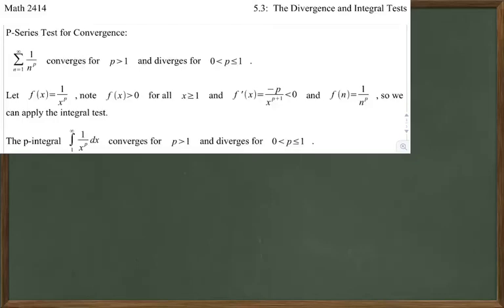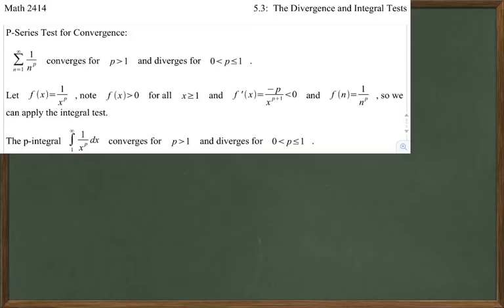Okay, in this video we're going to be looking at the p-series test, and I think we'll do an example of two of the integral test. Both the p-series and integral test are tests for convergence and/or divergence, and we actually get the p-series test from the integral test. So the p-series test for convergence: if we have the sum n equals 1 to infinity of 1 over n to the p, this is going to converge for p greater than 1 and diverges for p between 0 and 1, including 1.